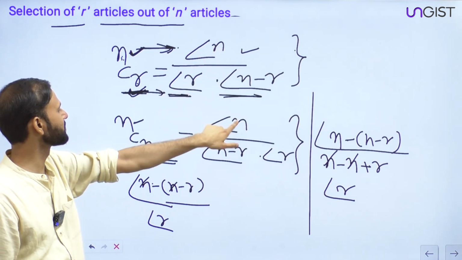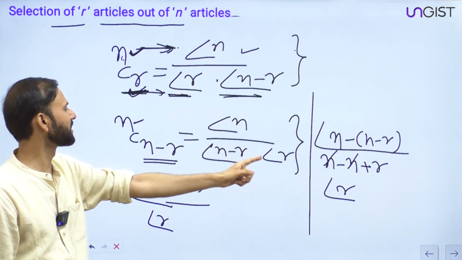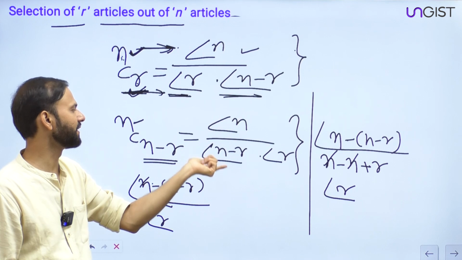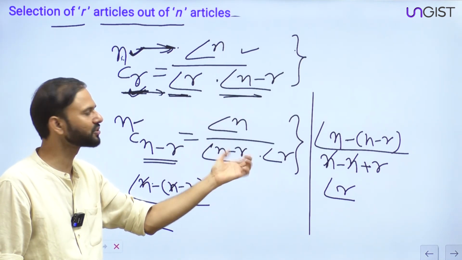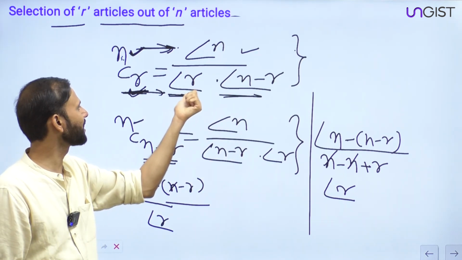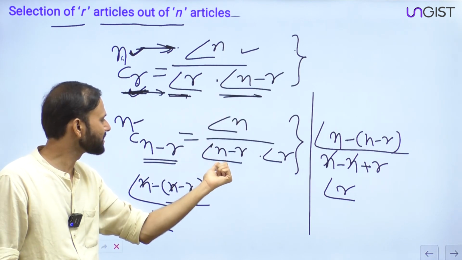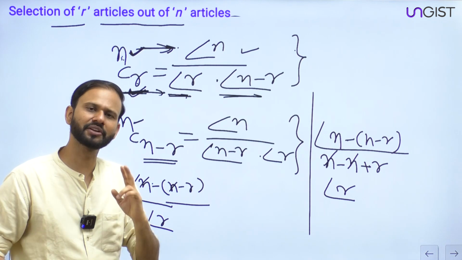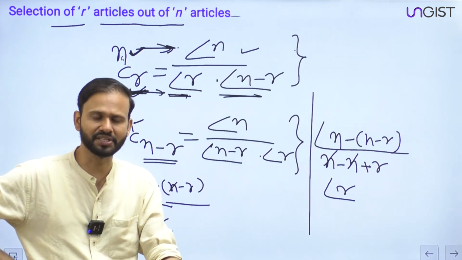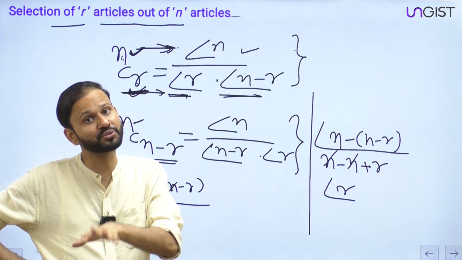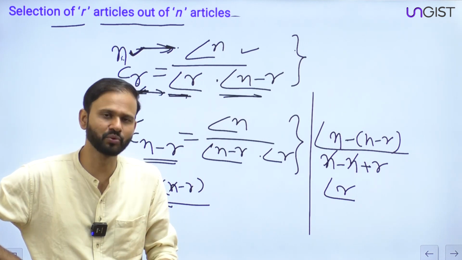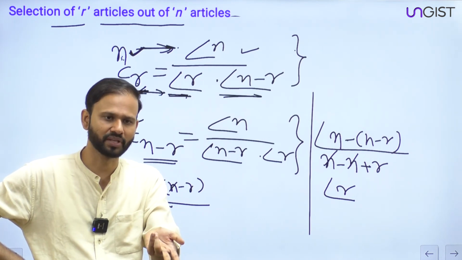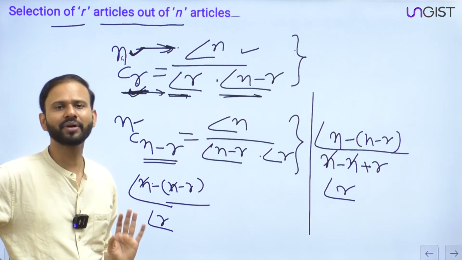This is factorial n, this is factorial n. This is factorial r, here is factorial r, here is factorial n minus r, here is also n minus r. And in the product, order does not matter. Here it is factorial r into factorial n minus r, here it is factorial n minus r into factorial r. Whether you multiply 2 into 3, it will be 6, and if you multiply 3 into 2, you will also get 6. So in product, order does not matter.